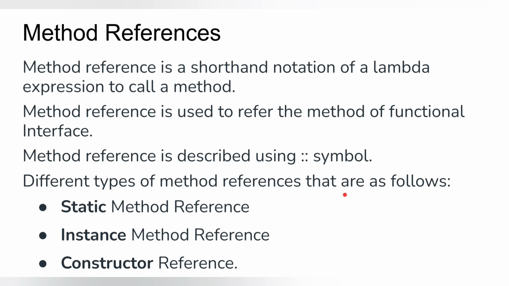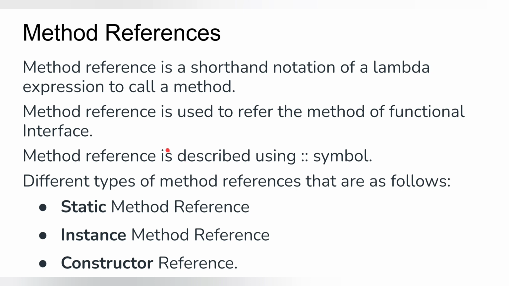Different types of method references are as follows. Basically, we have three types of method references. First is static method reference, second is instance method reference, and third is constructor reference. We are going to learn about each reference in detail in upcoming videos.